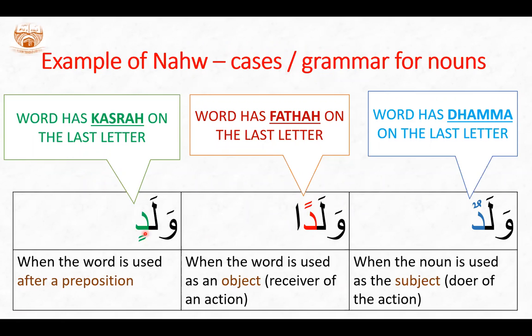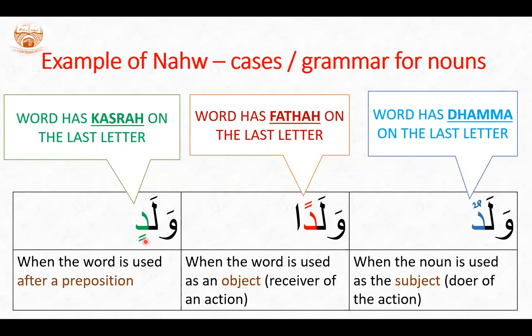Waladun, waladan, waladin. What is causing these changes? The function the word plays in sentences. Here, waladun acts as the subject or the doer of the action. So if we say, for instance, a boy hit, who hit? A boy, we'll read the dhamma. Here, we have waladan, okay, we identify that there's a change. The place of the change is in the last letter. Why would we say waladan? Because it is the object or the receiver of the action.